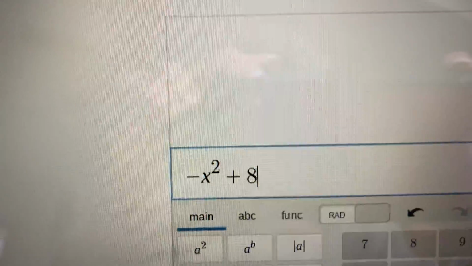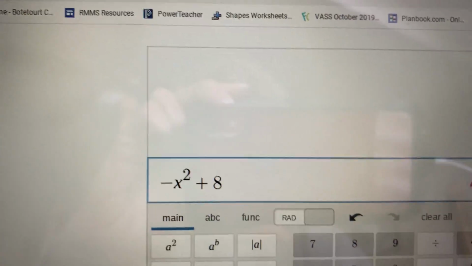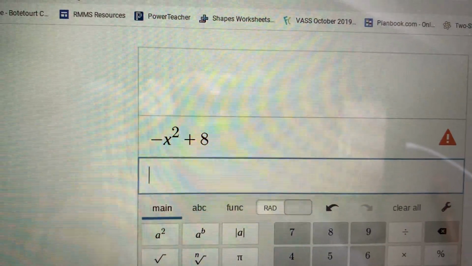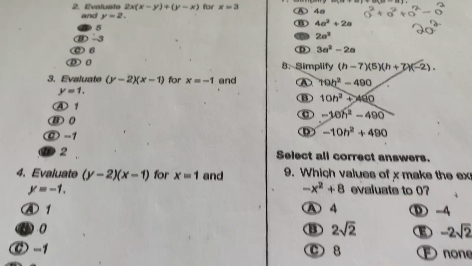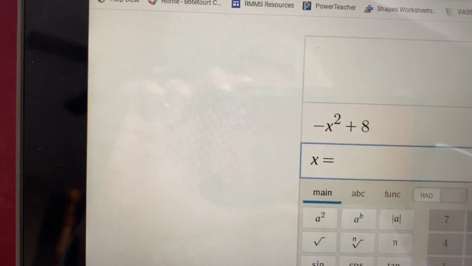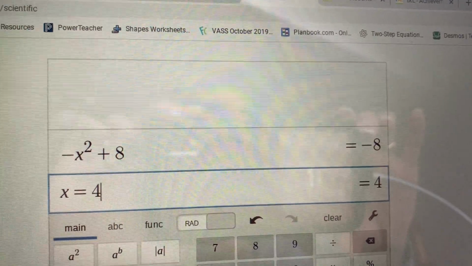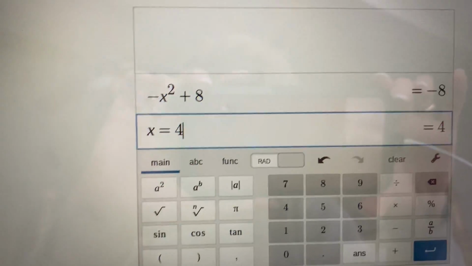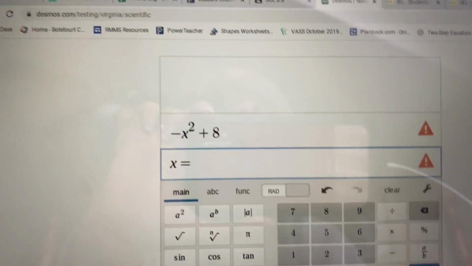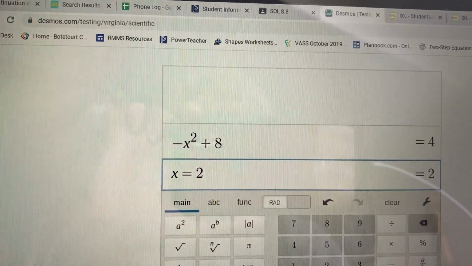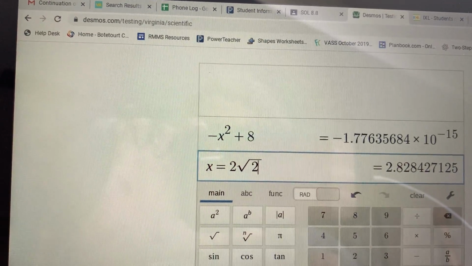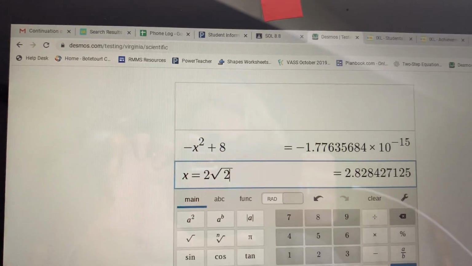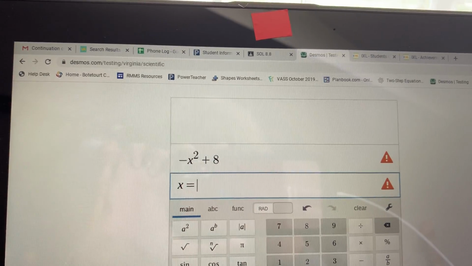All right, negative x squared plus 8. And then we're going to type in x equals, and we're just going to type in these numbers that they give us to see which ones will equal 0. So if x is equal to 4, we got negative 8. That's not equal to 0, so we don't want to pick A. B says 2 times the square root of 2. That is definitely not 0, so we don't want to pick B.